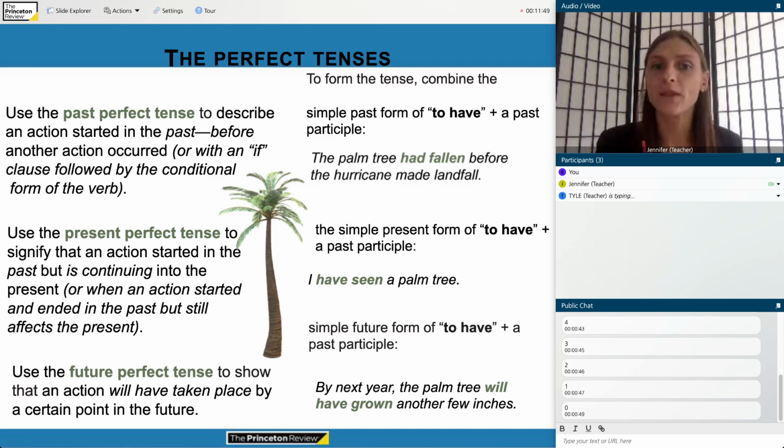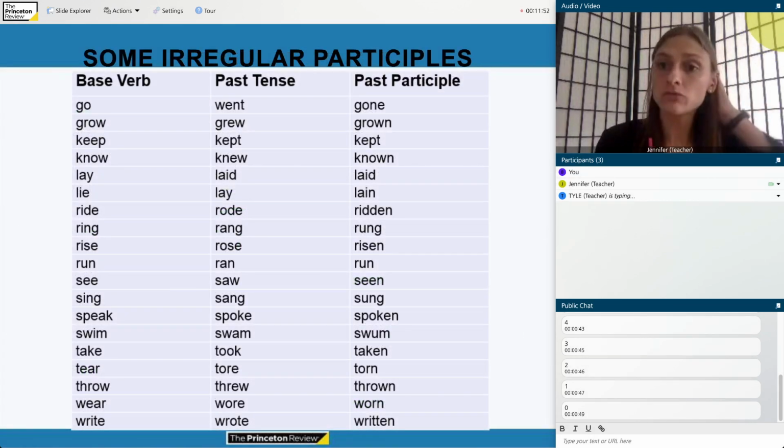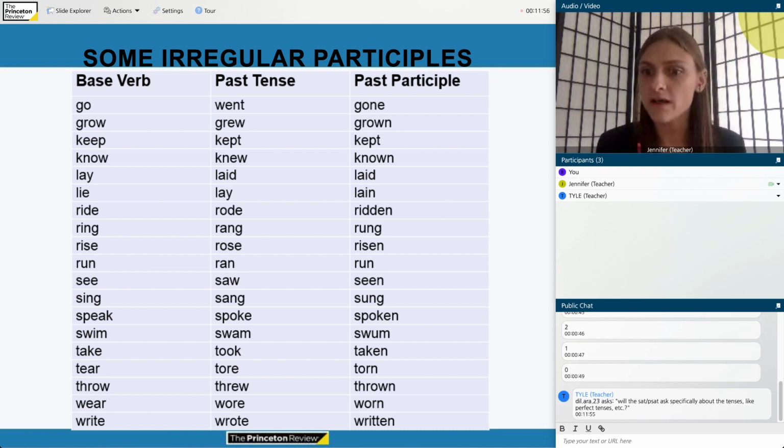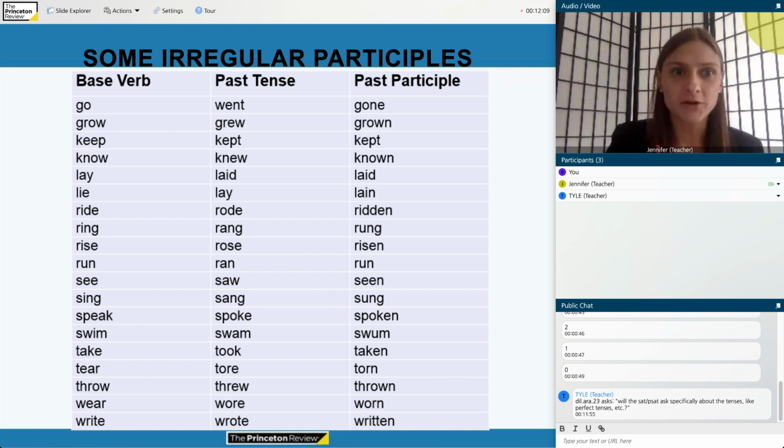All right. So as promised, here are some irregular participles, past participles specifically. This is not a comprehensive list, but just to give you an idea of some verbs that are a little bit wonky and might actually sound pretty funky if you use them correctly. So your base verb is in this first column, and then the simple past tense form, and then your past participle. So to go, you'd say I went, or I had gone. I have gone. Those are different things.